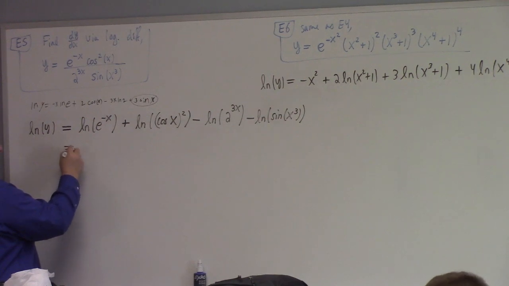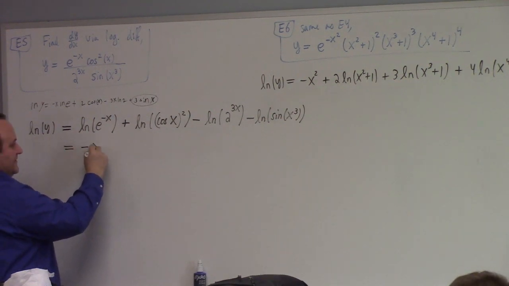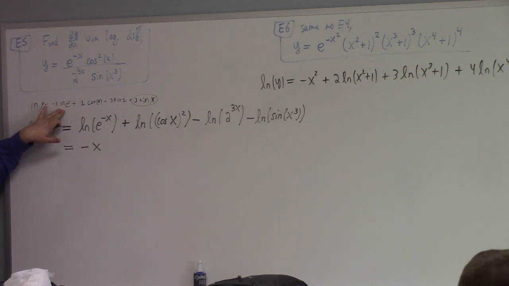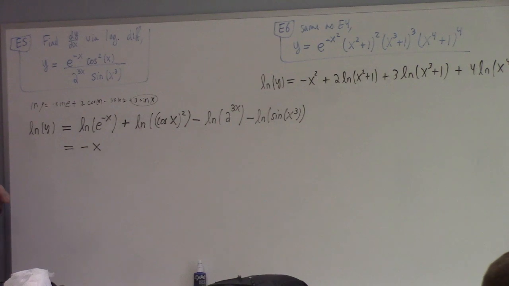All right, so this is minus x. Natural log of e to the something, these are inverse functions. So this isn't wrong, but it's also not quite right, because you can simplify natural log of e. Natural log of e is 1. So there's no need to write natural log of e. We should just write minus x for that term.